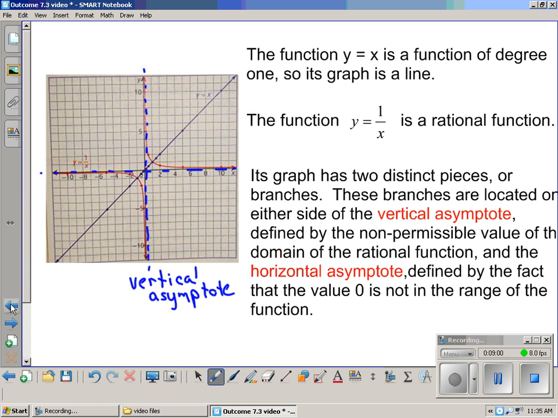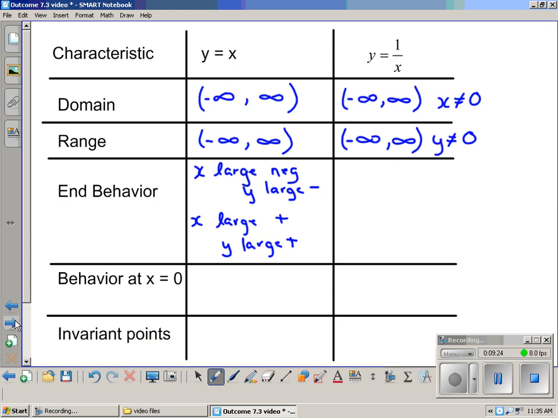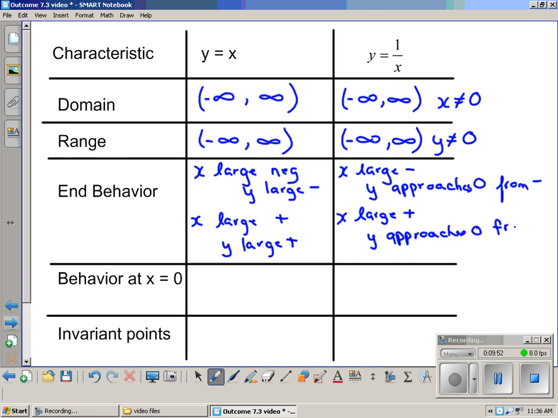Now let's look at what happens to the reciprocal function. When we go this way and x gets large and negative, our reciprocal function, so our red line, gets closer and closer to 0, and it's approaching from the negative side. When x gets large and positive, so going this way, our red line gets closer and closer to 0 from the positive side. So filling that in, when x is large and negative, y approaches 0 from the negative side. When x is large and positive, y approaches 0 from the positive side.